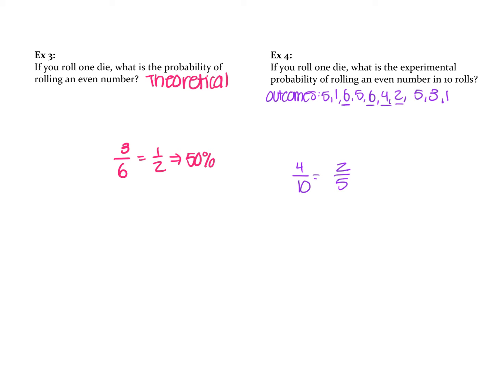So you can see the difference here between experimental and theoretical probability. Theoretical is based off of what could happen. Experimental probability is based off of, okay, I did the experiment, this is what happened.